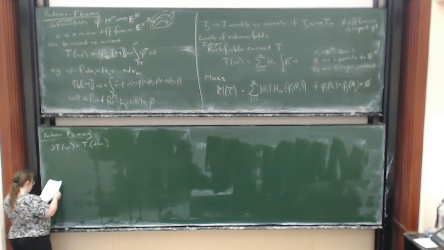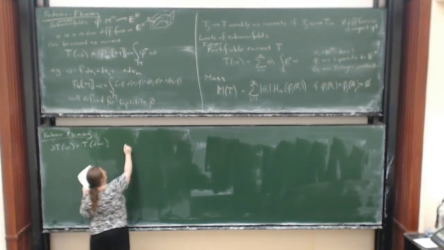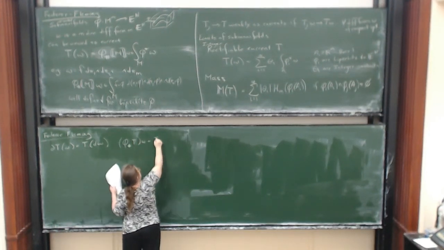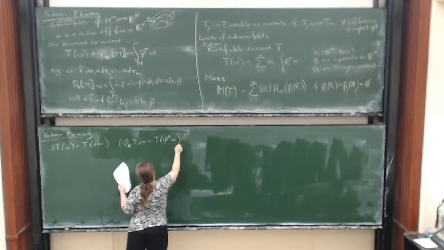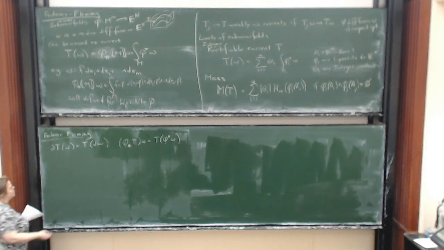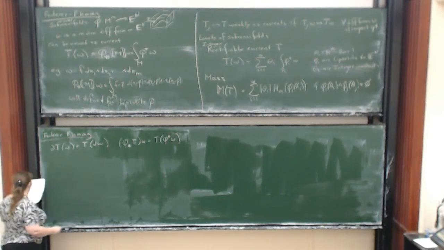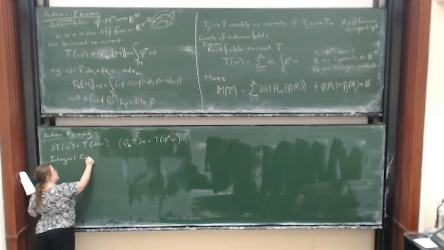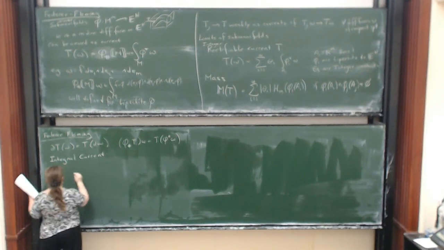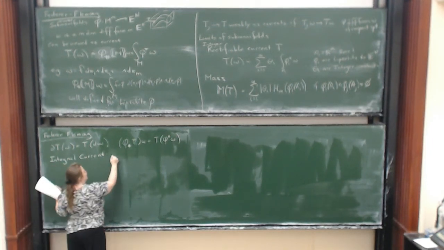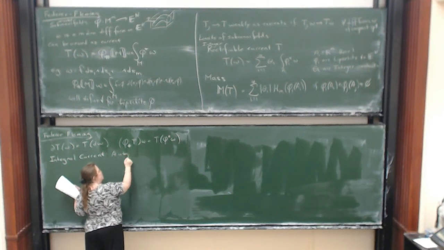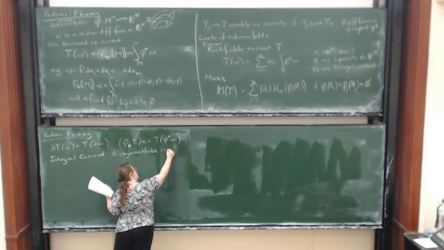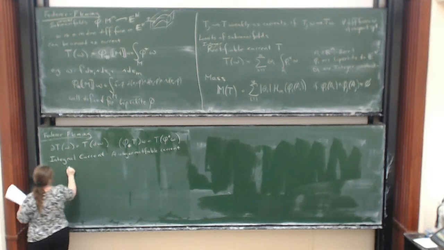The push forward is T of the pullback. And that's well defined as long as phi is Lipschitz. You have the notion of an integral current. This is an integer rectifiable current whose boundary is also integer rectifiable.